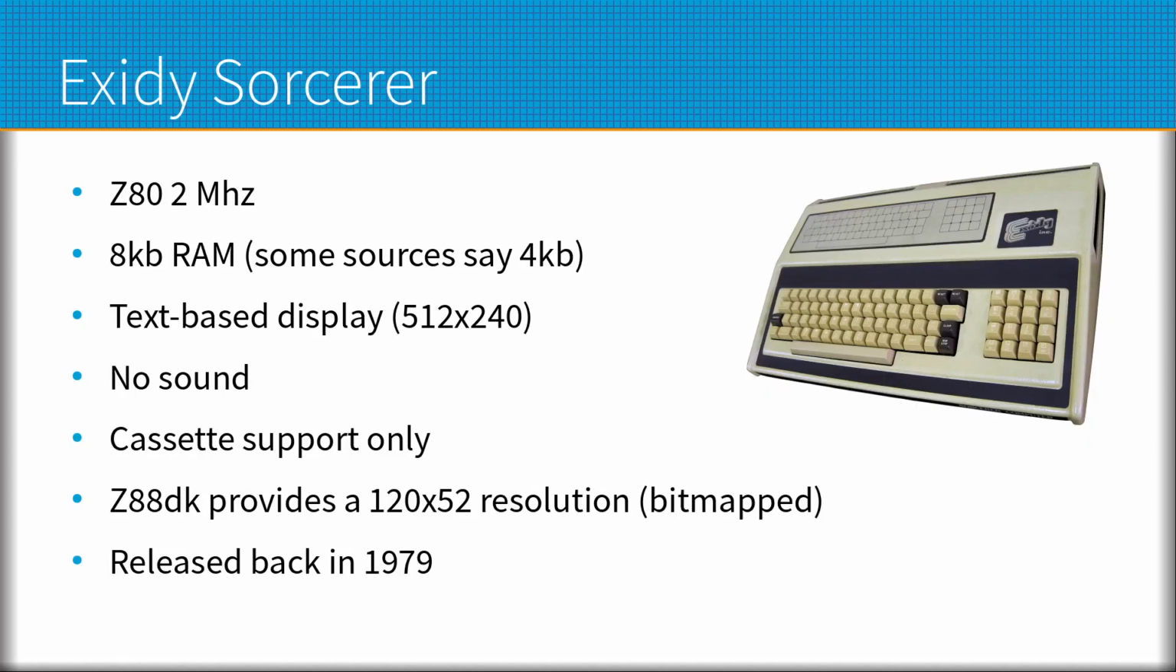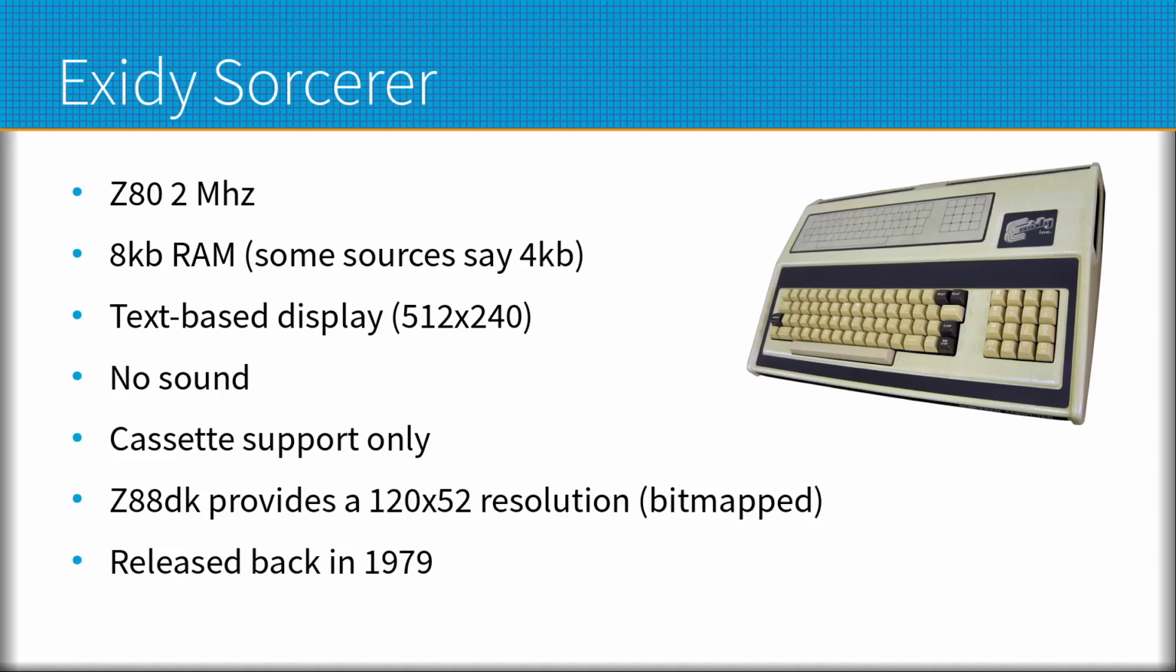This one, however, is probably the worst computer that I've worked on. So the Exidy Sorcerer. This was released in 1977. Yes, and this came with the Zilog Z80 at 2 megahertz and 8 kilobytes of RAM, although I've seen conflicting sources on that. Some say it is only 4 kilobytes. MAME says it is 8 kilobytes, so I went with that. So 8K it is. Text-based display.